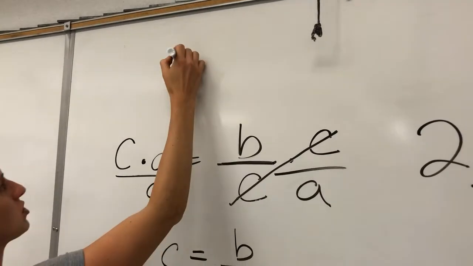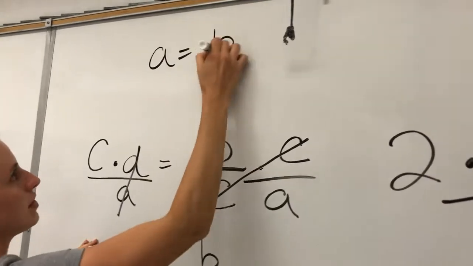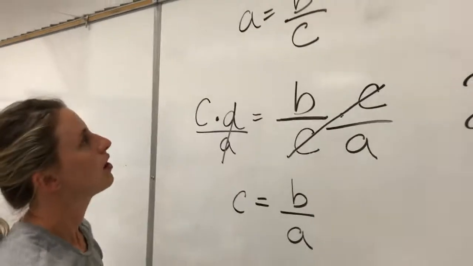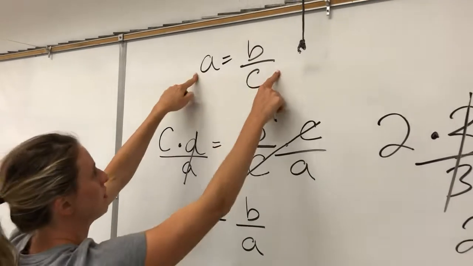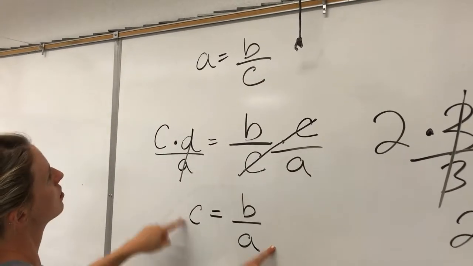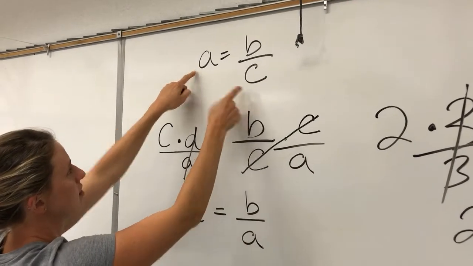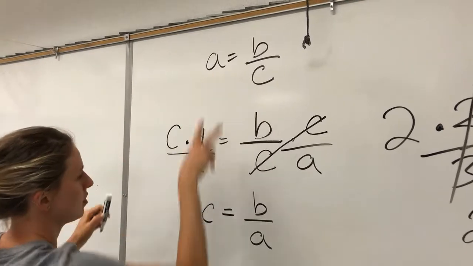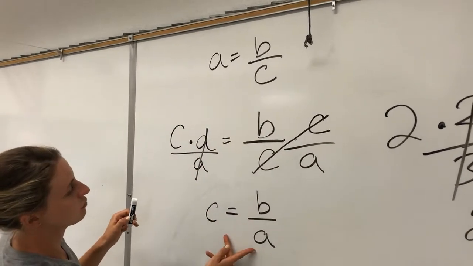All right, I'm going to go ahead and write the original equation up here. The original equation is A equals B over C. You know what I noticed the difference between these two equations is? The A and the C are just flipped.